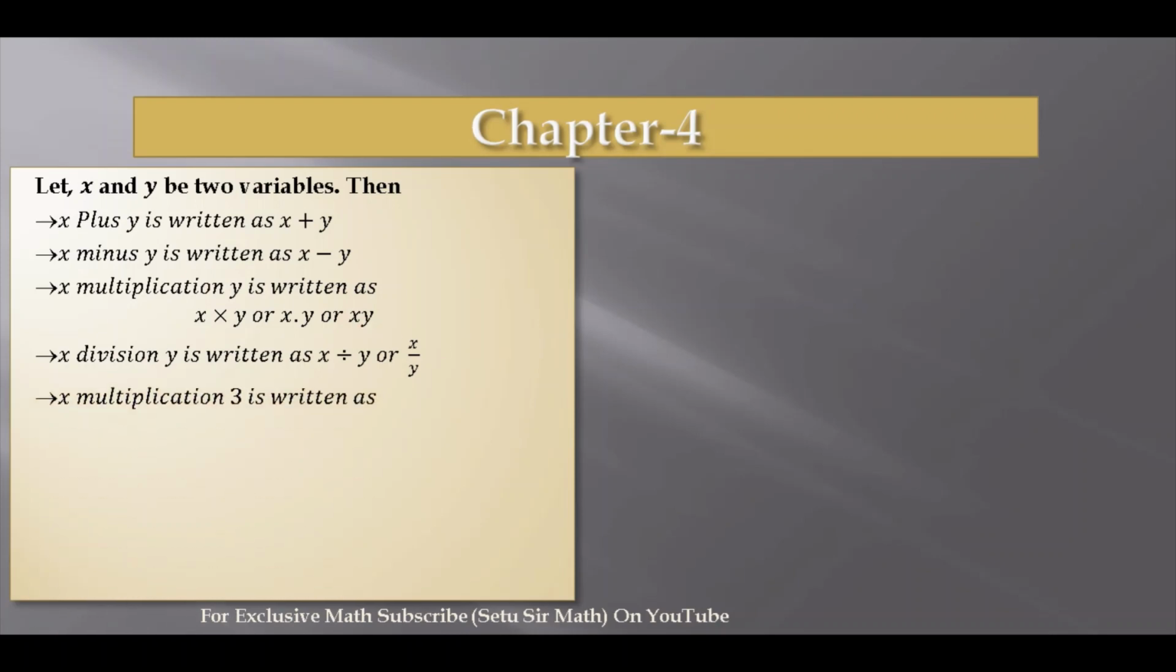And x multiplied by 3 is written as x multiplied by 3 or x dot 3 or 3x, but not written as x3. That means we will not write the alphabet or variable first. We will write the number first, then we will write the variable or alphabet.